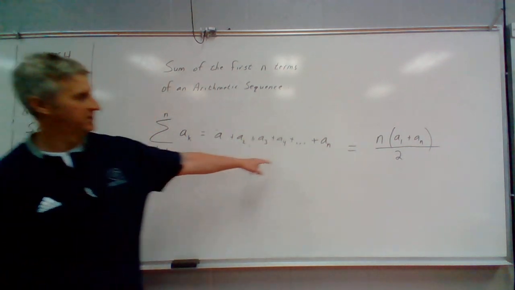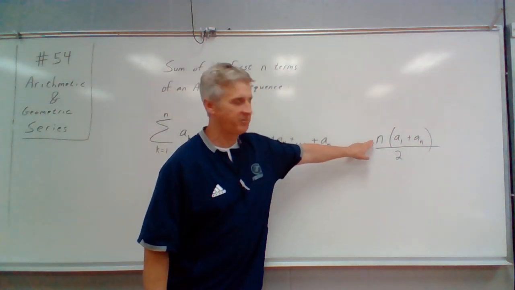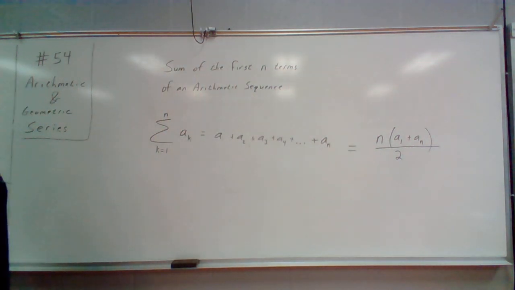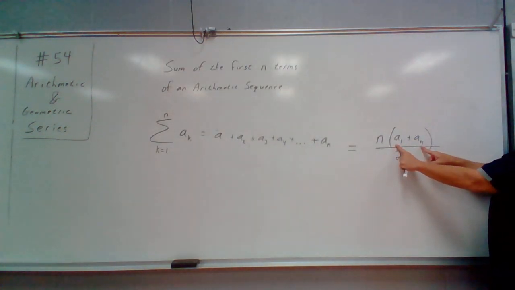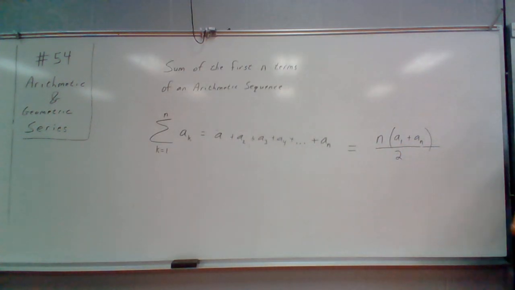So we have a general formula now for the sum of the first n terms of an arithmetic sequence. All you have to do is add the first term and the last term, multiply by n, and divide by 2, and you'll know the sum.